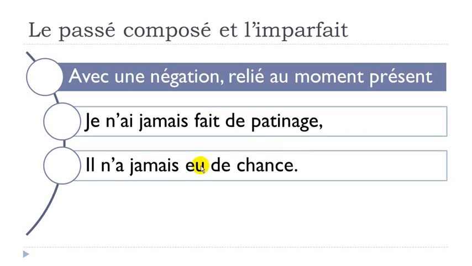Il n'a jamais eu de chance. Okay, avoir de la chance, to have luck. Okay, il n'a jamais, never, eu de chance. So in that case, you should put that at the passé composé form.